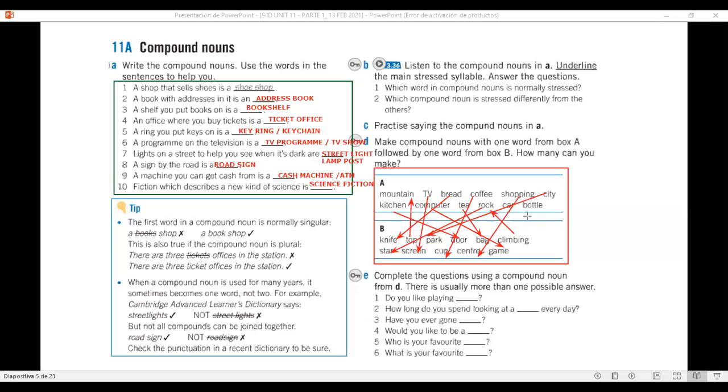What about this one? Bottle. Con botella, ¿qué harían ustedes? Con botella y con carro. What would you choose as a compound noun? Bottle top, very good. Car park, excellent. Ojo que también podríamos decir car center, right? O car game.